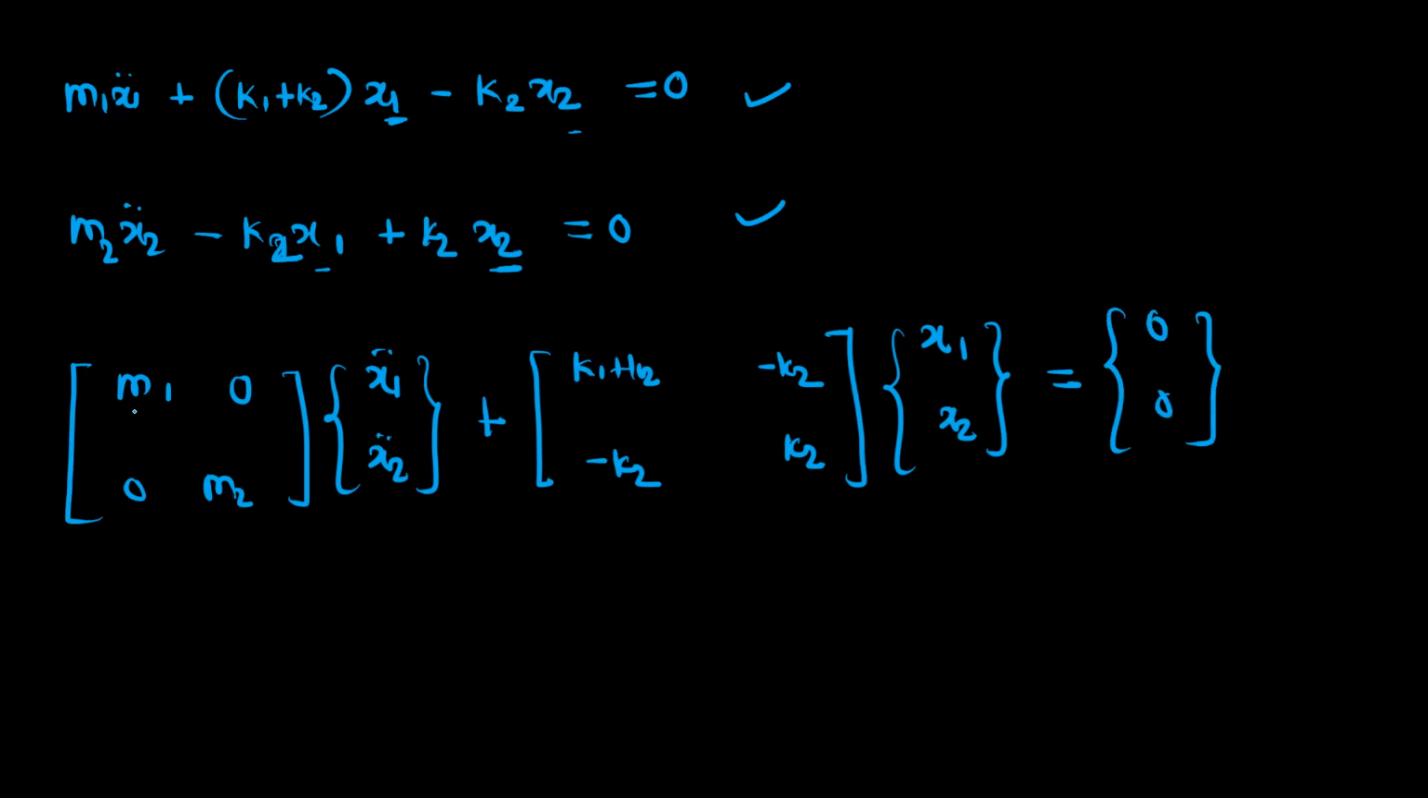Okay. If we expand this, we just have to multiply. So it is m1 x1 double dot and m2 x2 double dot, and we will get the same equations. These are called the equations of motion for a 2 degree of freedom system. Whenever you solve such systems which consist of more than one mass and there is a coupling spring, then we can use the Lagrangian method. I hope you have understood how to use the Lagrangian method.